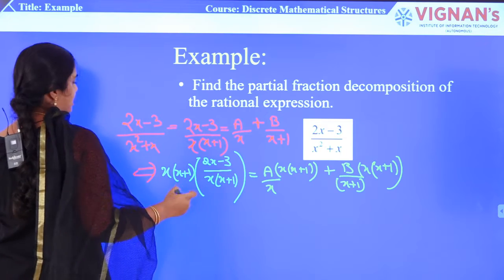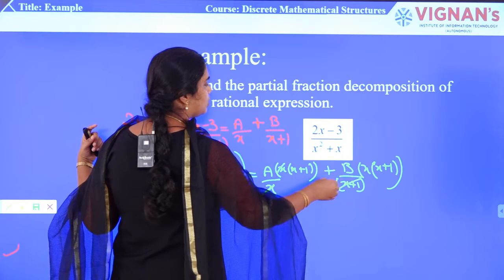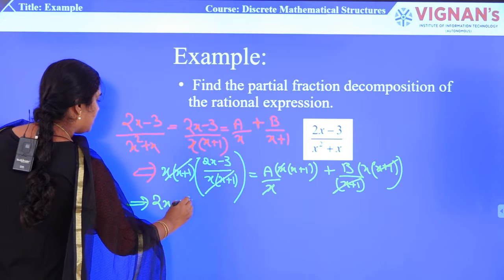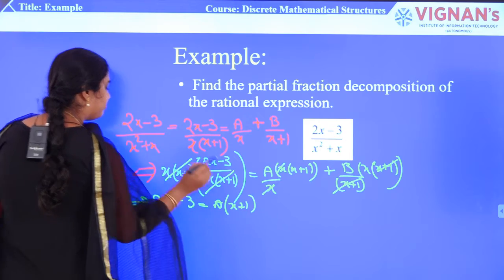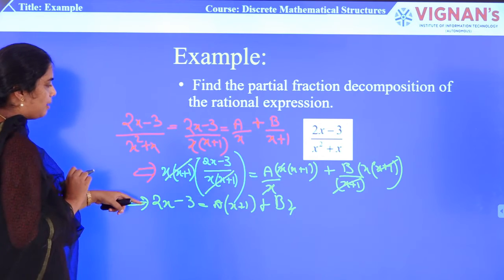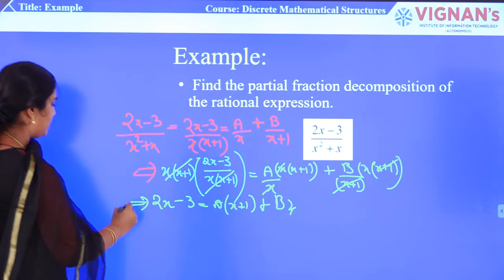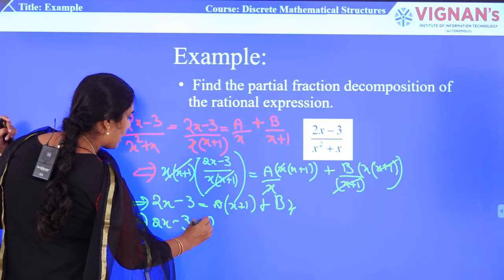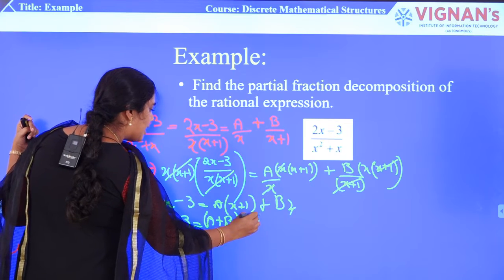Now I will cancel whatever possibilities are there. This will be cancelled with this one, this with this one, and this with this one. So the end product which I will be getting is 2x minus 3 is equal to A into (x plus 1) plus B into x. Now I will try to solve. Here x is there, here x is there, so I will group the coefficients. That means I will write 2x minus 3 is equal to (A plus B) into x plus A.